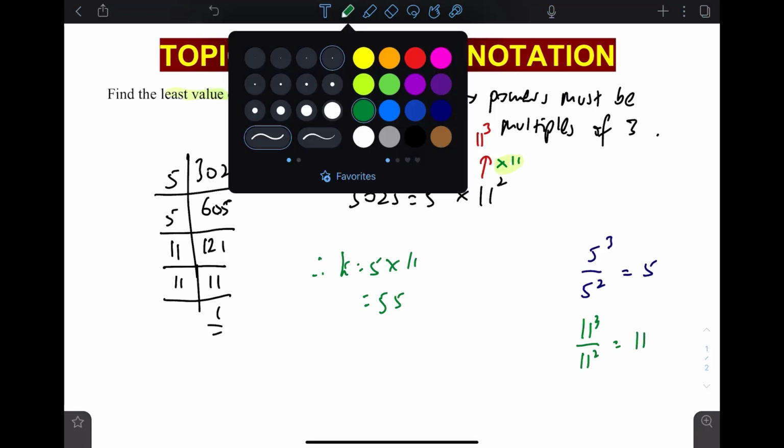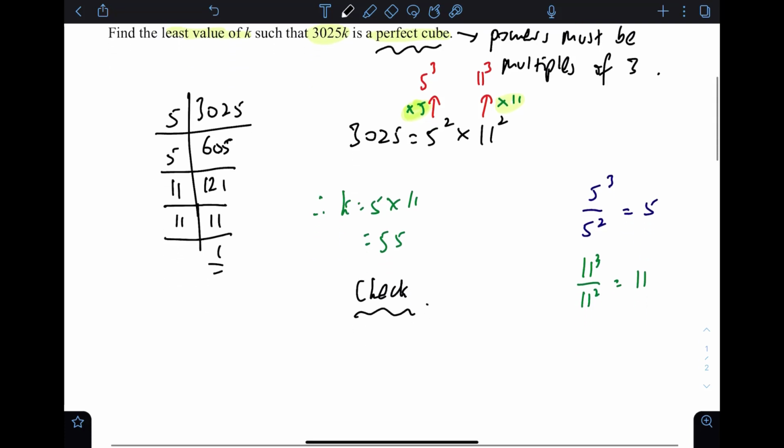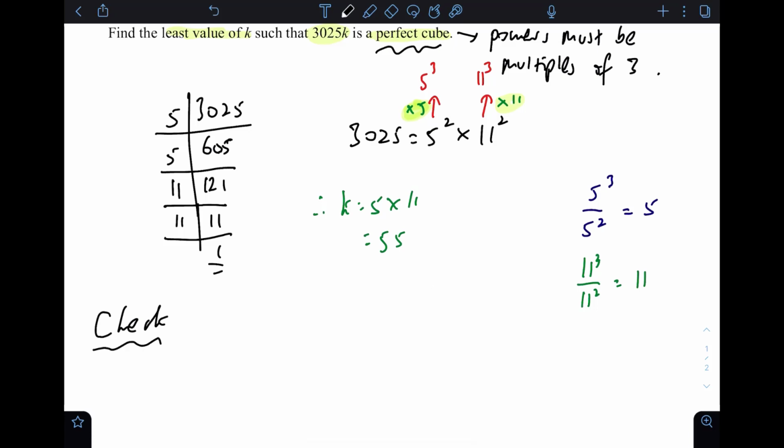Okay, so what you can do to check right now, you can take 3025 times k, which is 55. You get 166,375.